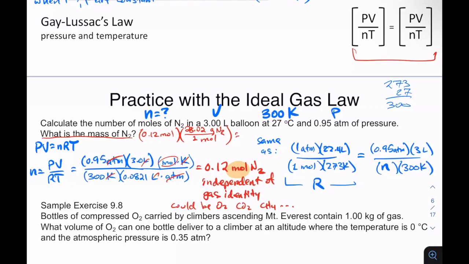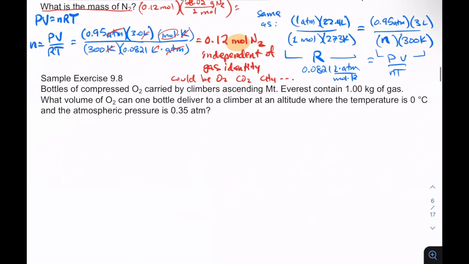And I challenge you to use your calculator the right way. If you solve for N, you'll get 0.12, because everything on the left-hand side here that I've labeled R, that's your 0.0821 liter atmosphere per mole Kelvin. What I've written here in blue on the right is no different from PV = nRT. It's R equals PV divided by nT. So it's just showing you the long way of why you can just plug things into PV = nRT and it works. Now let's do another one.